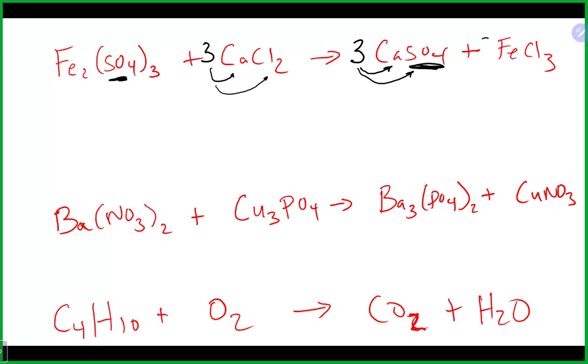I go to the right-hand side to get me 6 chlorine, and I need to put a 2 there, and that gives me 6 chlorine. That gives me 2 iron, and I don't have to do anything because I already have 2 iron.